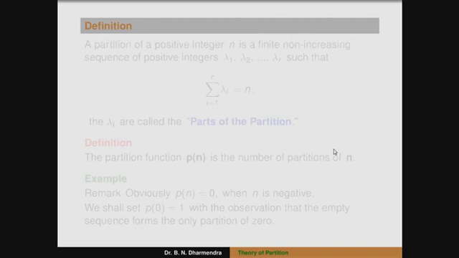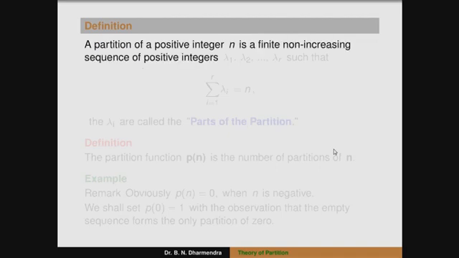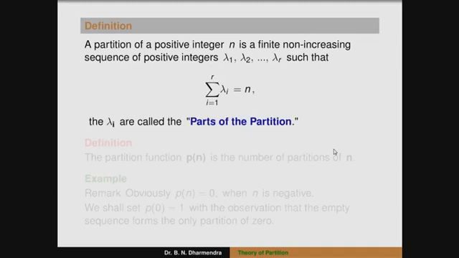The definition: a partition of a positive integer n is a finite non-increasing sequence of positive integers lambda 1, lambda 2, up to lambda r, such that the summation of lambda i, i running from 1 to r, is equal to n, where the lambda i are called the parts of the partition. When I take n equal to 1, the number of partitions is 1. The part of the partition is 1.